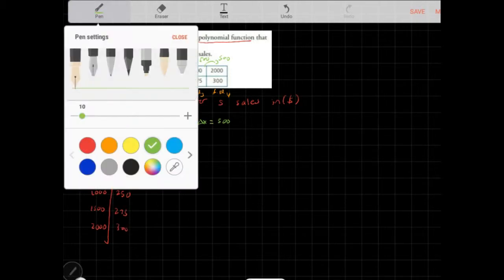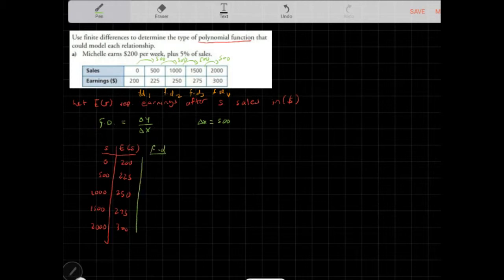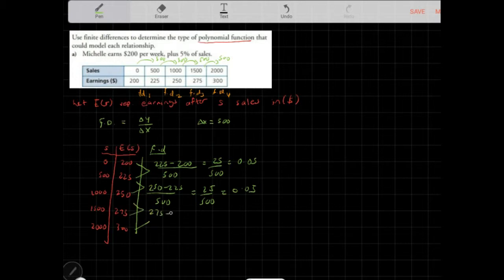Let's take a look at our first finite differences. I'm going to subtract these two, so we get 225 minus 200 over 500. In this case we get 25 over 500, and if you punch this out in your calculator, 25 divided by 500 is 0.05. You'll see that is constant throughout. So 275 minus 250 over 500 is 25 over 500, which is 0.05. So you can see that the first differences are constant.